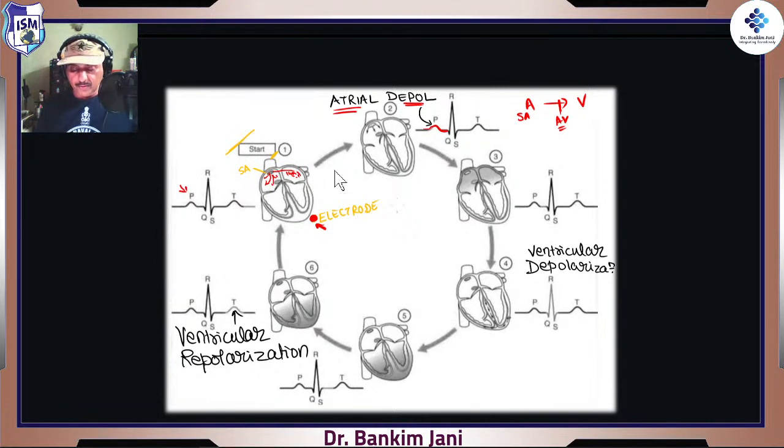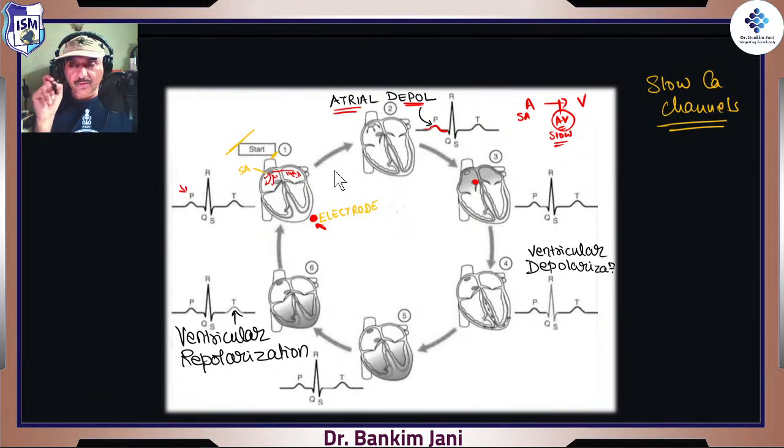But right now, we'll simply say that the AV node is the only link between both of them. Now this AV node is slow. Why is it slow? Just remember, it is because of slow calcium channels. Why calcium channels? Because normally, voltage operated sodium channels were opening.